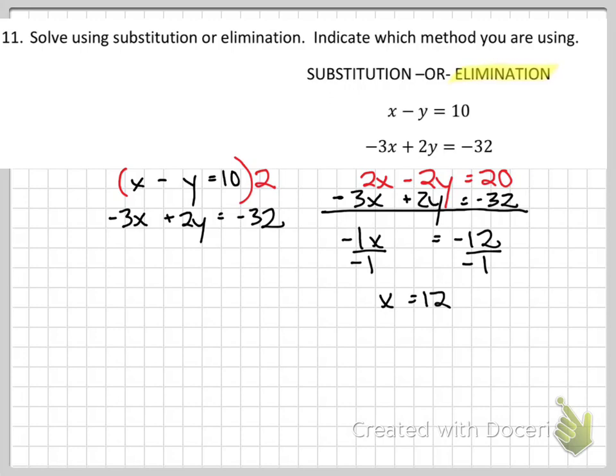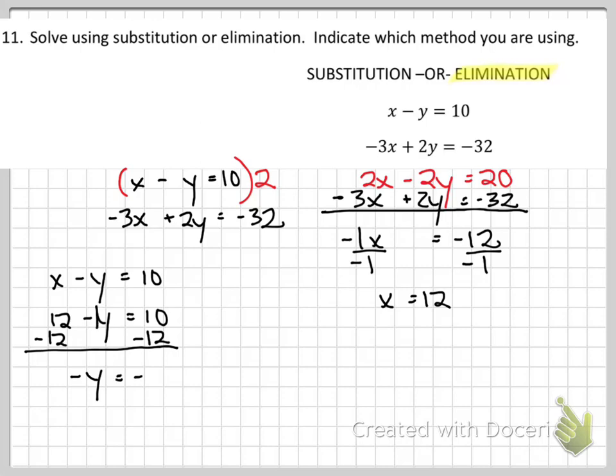Cool. So then I go back to this other equation, x minus y equals 10. So I have 12 minus y equals 10. What should we do now? I guess we should subtract 12 from both sides. And we get negative y, don't forget your negative, equals negative 2. Right? You can make that a negative 1y. Divide by negative 1, you get y equals 2.